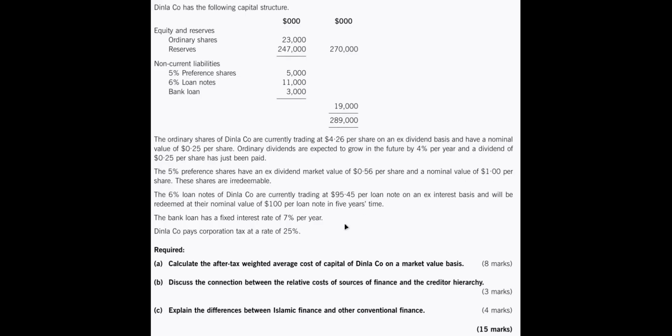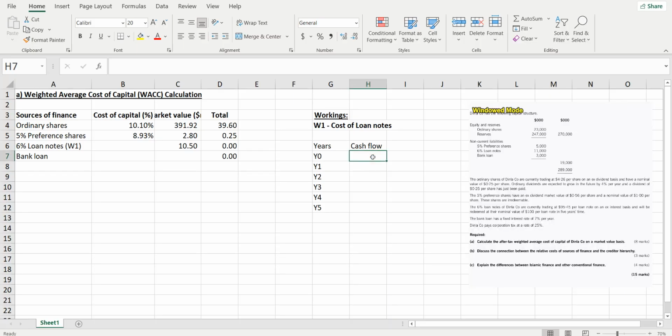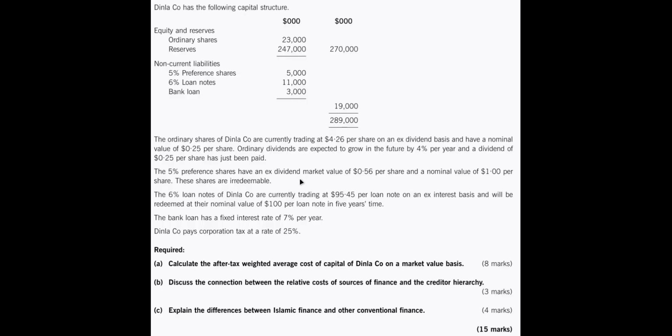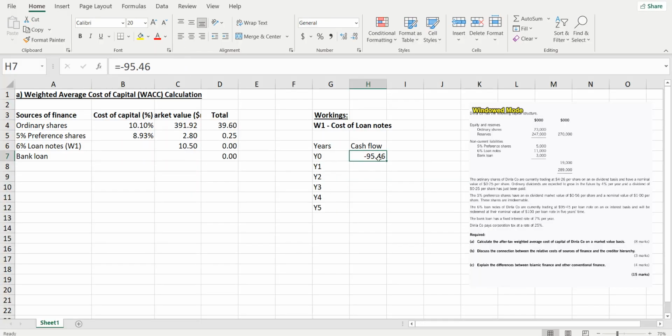Okay, so let's read the question. 6% loan notes currently trading at 95.45. So if we invest, minus 95.45, this is our opening value. We will get 6% interest.